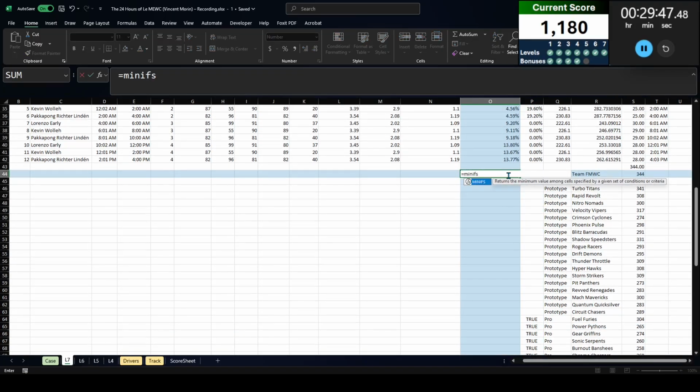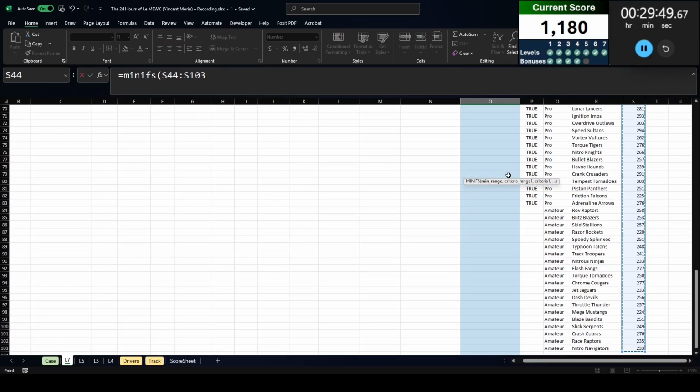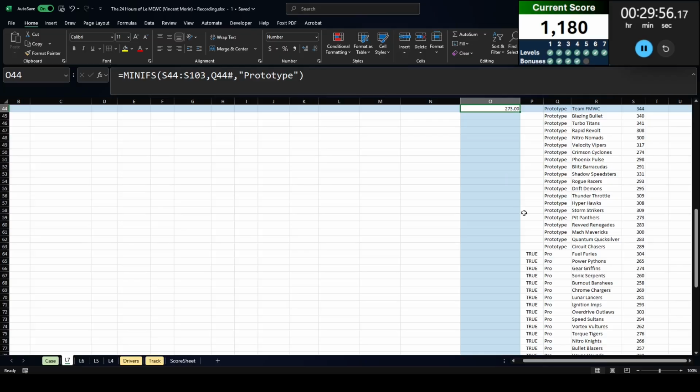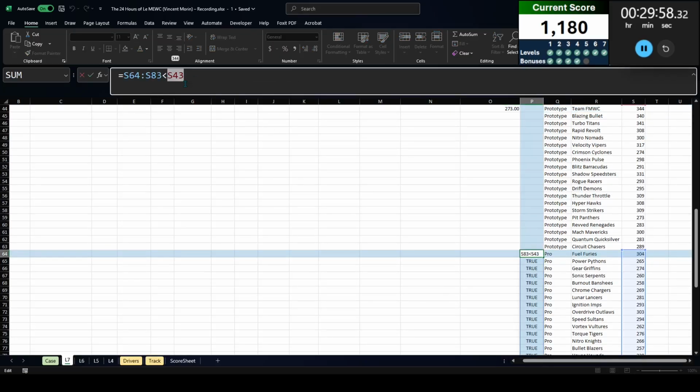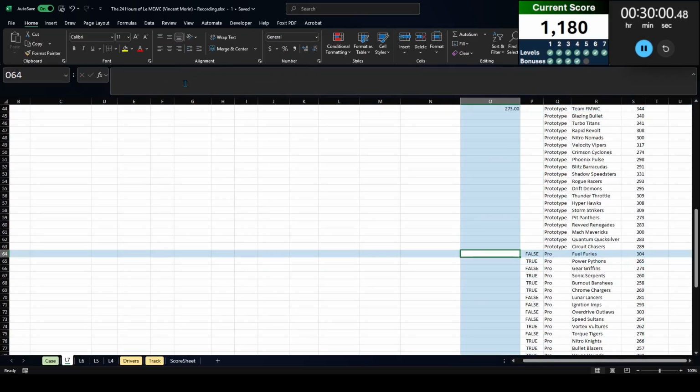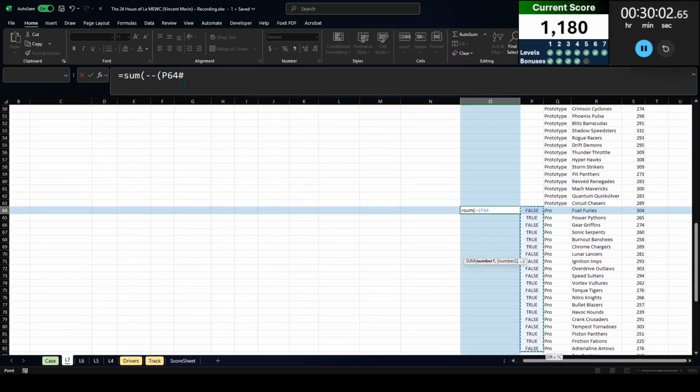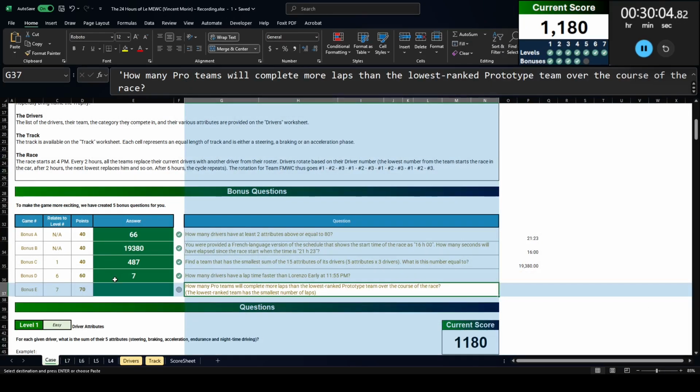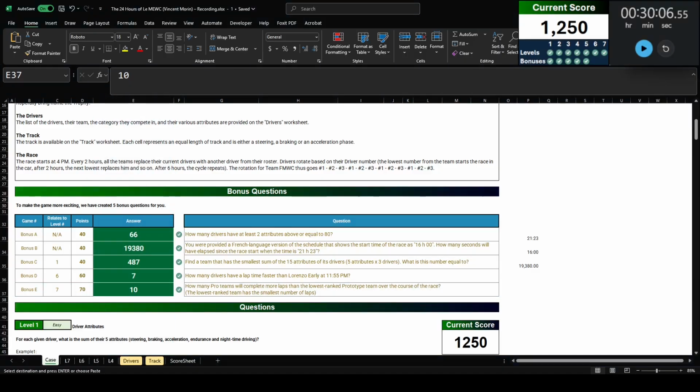Right. Okay, so min ifs. This, where this is prototype. Right. So 273. So how many of those is less than 273? 10. There we go. I would have had a solve in under 30 minutes if I had not screwed up that last bonus question. All right. Well, a very fun case.